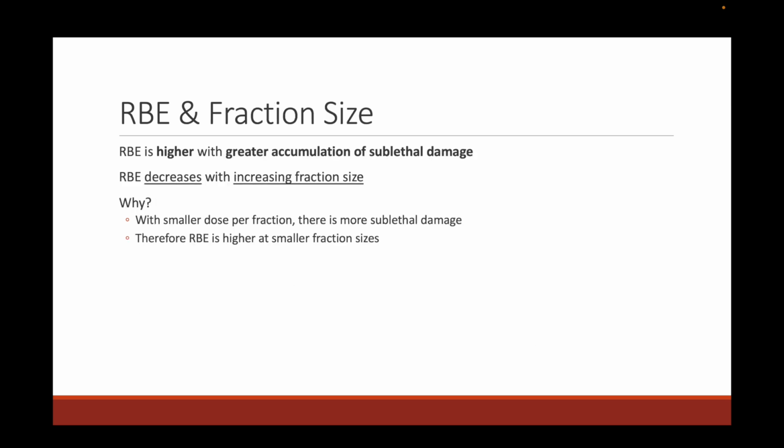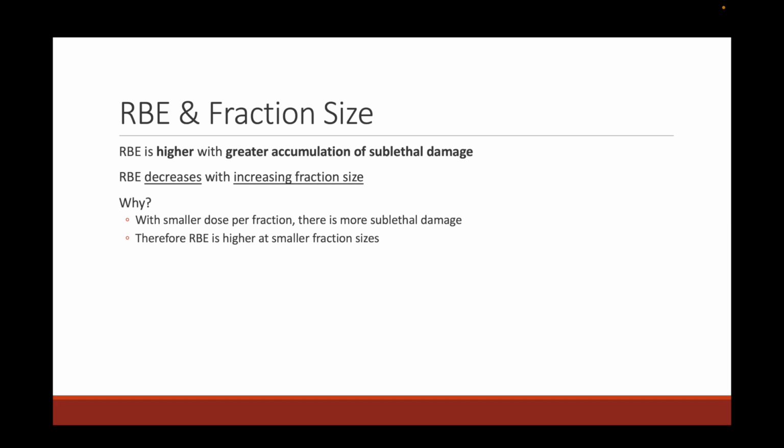If you understand the relationship between RBE and the tissue type, hopefully the relationship between RBE and fraction size will also make sense. So as we learned when we talked about RBE and different types of tissues, RBE is higher as we have greater accumulation of sublethal damage. As a result, RBE is actually going to get smaller as our fraction size increases. So RBE decreases with increasing fraction size.